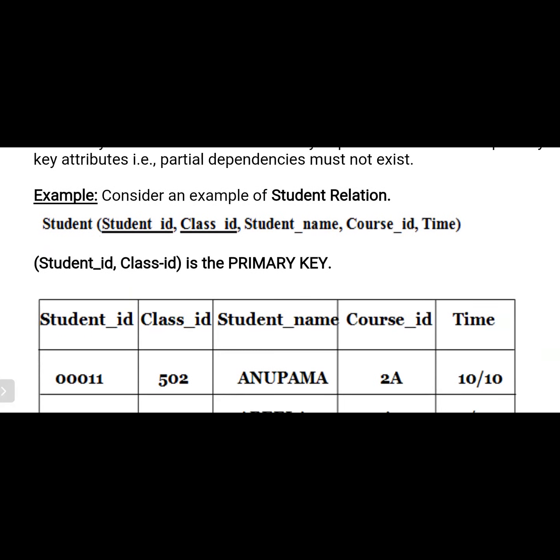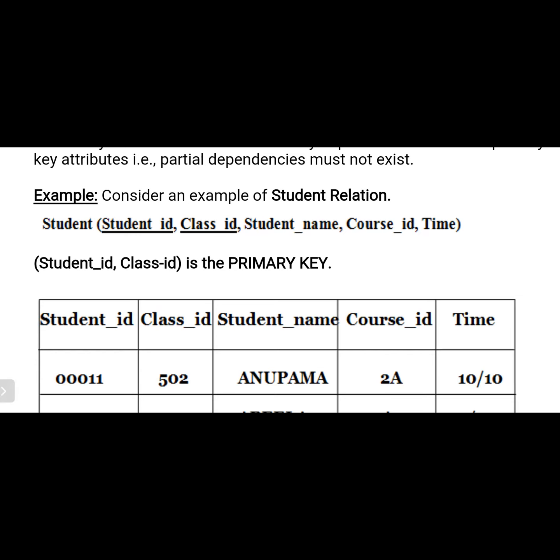Okay, now let's observe here. Consider a student table: student ID and class ID, student name, course ID, time. So student name, course ID and time are the non-key attributes. How can we identify that? Simply by using underline or thick letters.